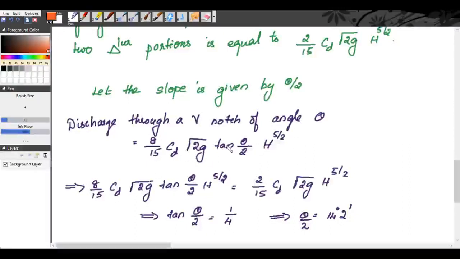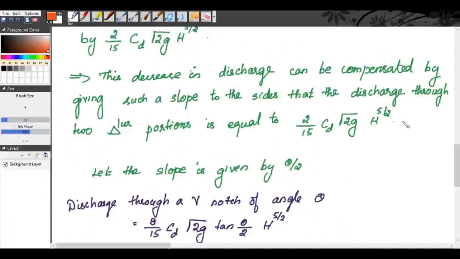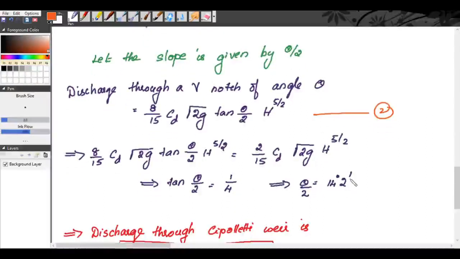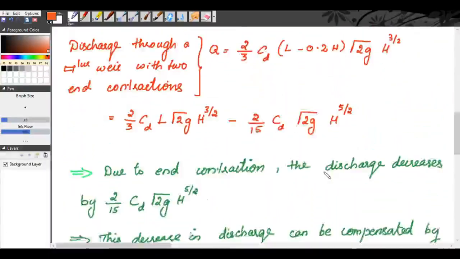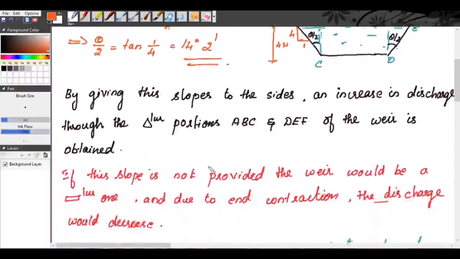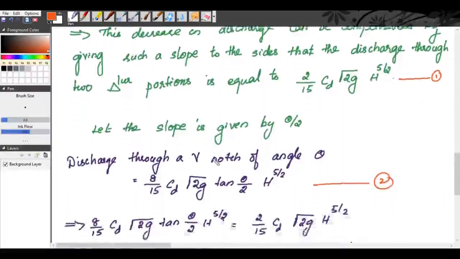Now we will equate these both. We take this as equation number 1 and this as equation number 2. So equating 1 and 2, we get theta by 2 equal to 14 degrees 2 minutes. So by providing theta by 2 equal to 14 degrees 2 minutes, you can compensate for the reduced discharge due to end contractions. That is what is given here, 14 degrees 2 minutes. Okay, now we will move on to the next.